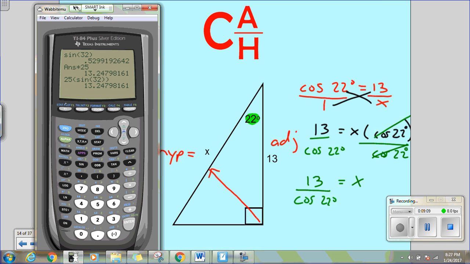So I'll press alpha y equals, which produces our fraction. So put 13 at the top, drop down, type cosine 22, and close your parentheses. So you get approximately 14.02.